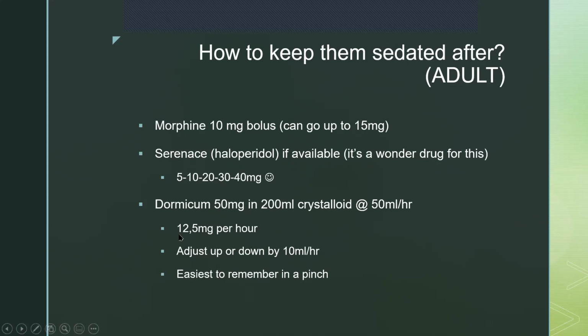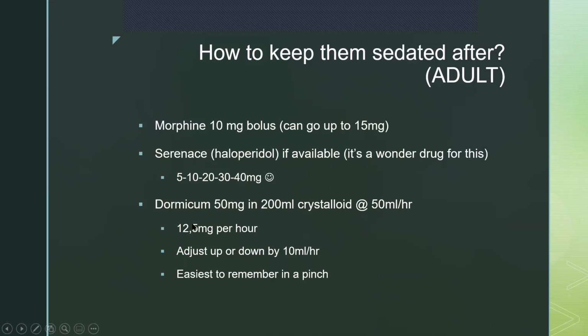And then, of course, you have Dormicum itself, which you had given initially, but you may want to run it as an infusion. The easiest one to remember that I always give the guys is 50 milligrams of Dormicum in 200 mils of whatever you have, and you run that at 50 mils per hour. So it's 50 in 200 at 50. Easy way to remember it.